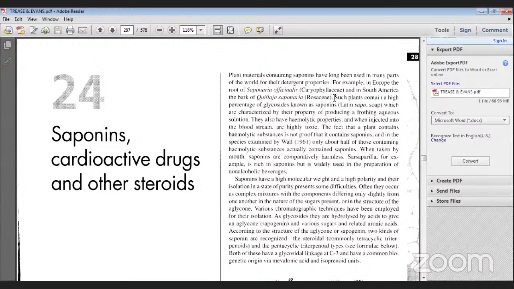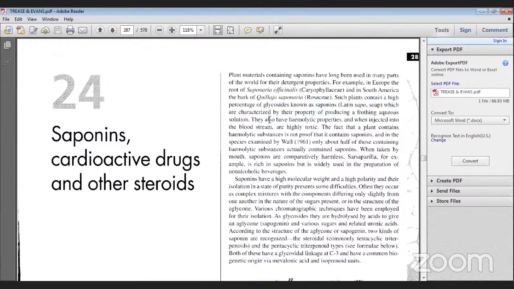This type of drug contains a high percentage of glycosides which have the property of forming soap or froth, producing a frothing aqueous solution. So this type of drug contains some foam forming or soap-like properties. These are known as the saponins, and these are basically the steroidal glycosides.